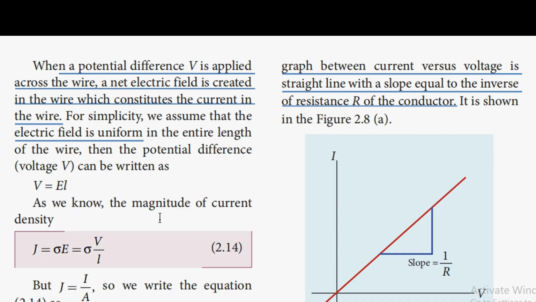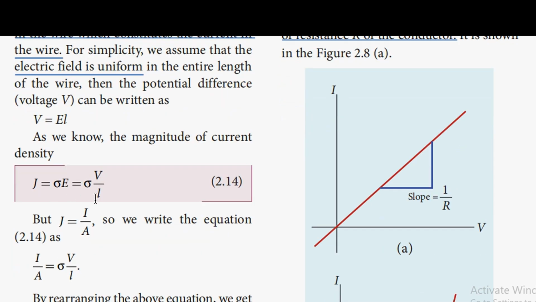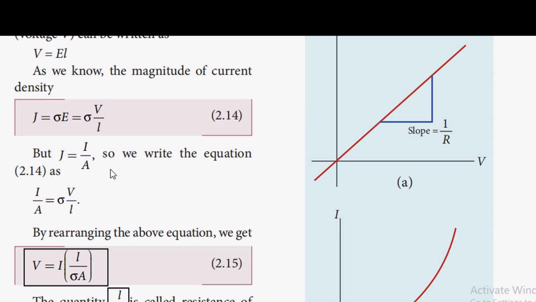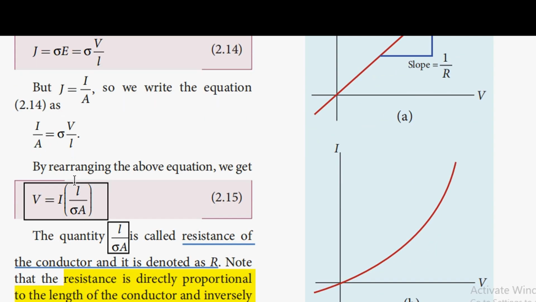As we know, the magnitude of current density is given by J equal to sigma E. That's given by sigma times V by L, substituting for the value of E. But J equal to I by A, so we can write equation 2.14 as I by A equal to sigma into V by L. By rearranging the above equation, we can get V equal to I times L by sigma A.